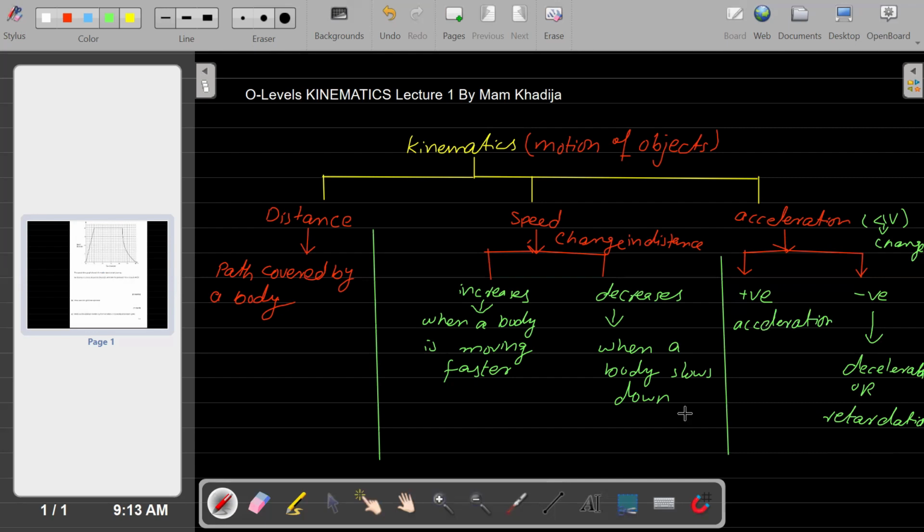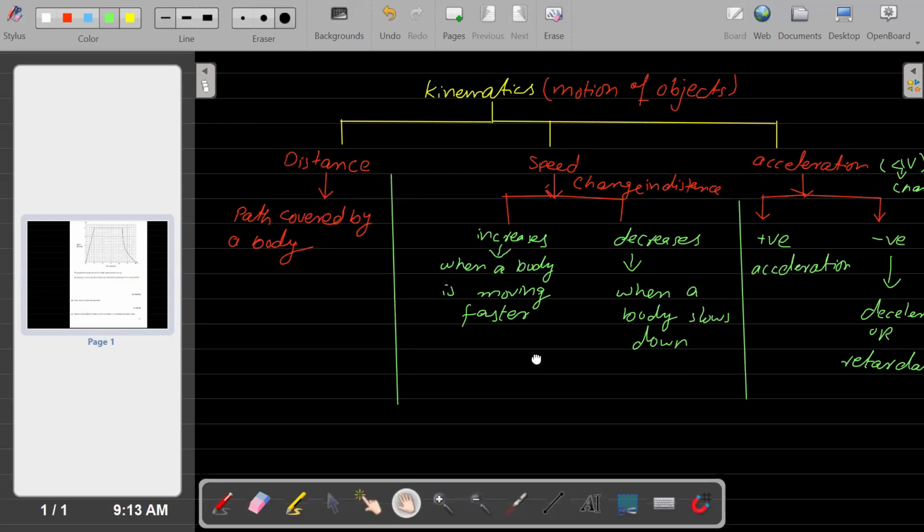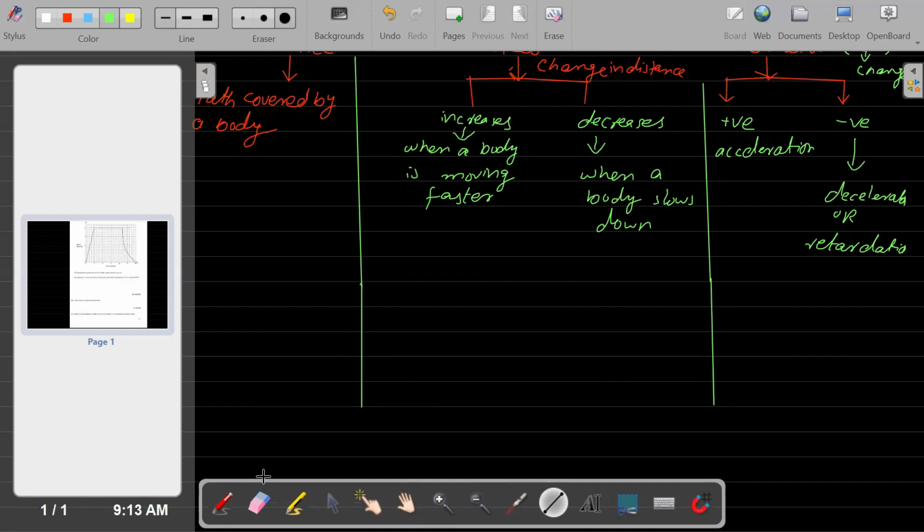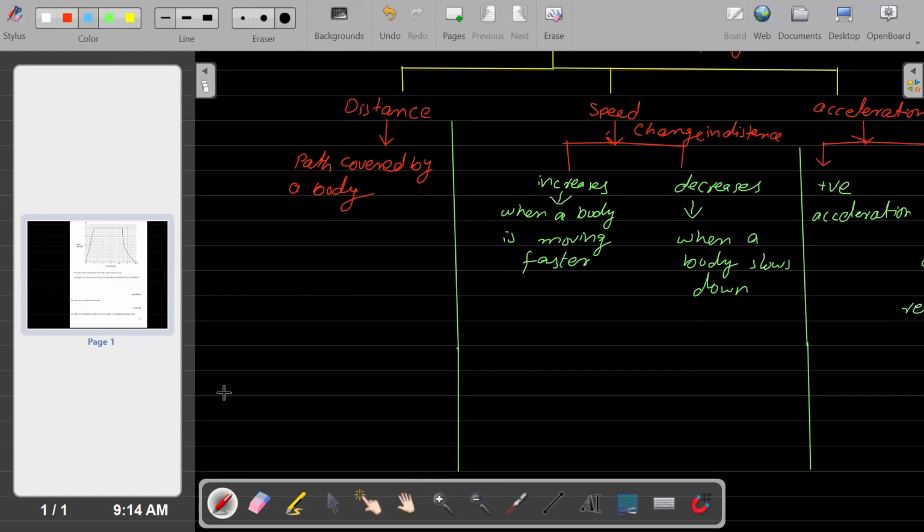Yes, miss. Okay, now we are going to talk about their units, because unit conversion is going to come. First, let's talk about the units of distance. Sometimes you can say that our distance is in millimeter, or sometimes it is represented as centimeter, meter or kilometer. These are the major units which you can see.